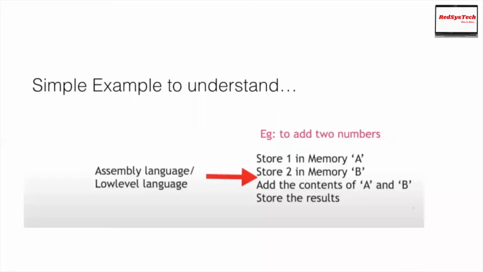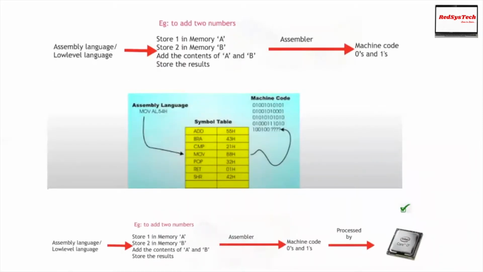So if you want to store two numbers, let's say A and B, you store one in one memory and another number in another memory, and then you add the contents and store the result. It looks very simple, but for a computer, if you use assembly language, it looks like this. In assembly language you have to write like this, and that assembly language will be converted into machine code, zeros and ones, which can be understood by the computer. To make that into zeros and ones, they use a product called an assembler, which converts whatever program you write in assembly language into machine code.